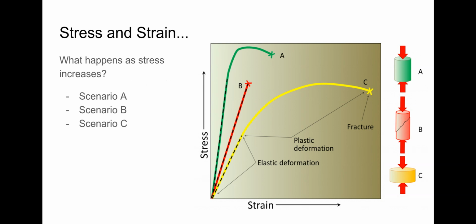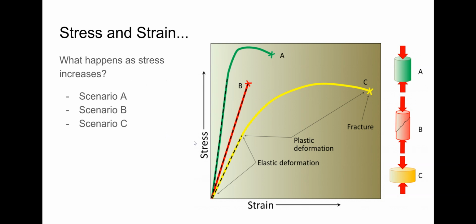For a while, when you're applying stress to an object, the strain will manifest itself as elastic deformation. Elastic deformation is when you pull a rubber band and then you release, it goes back to its original shape. Plastic deformation is when you apply the stress, and the strain causes it to change shape, and then it retains that shape. And then at some point, it just can't take any more stress, and it breaks. And that's what you're dealing with at scenario C.